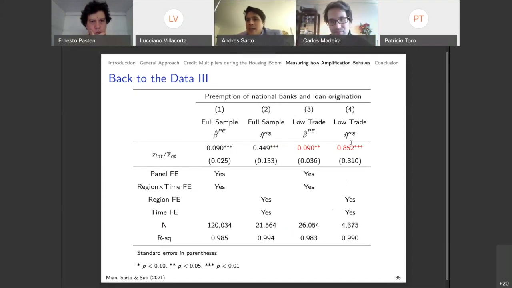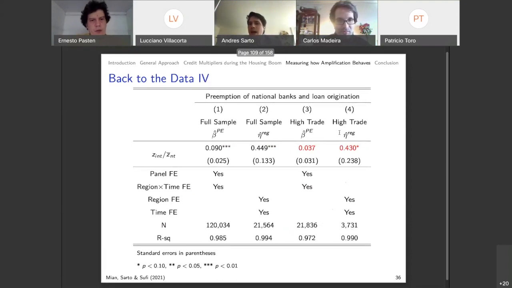If I repeat this, now I grab the places that tend to be more closed, and I compare them with places that tend to be more open. Again, the partial equilibrium effects don't seem to change at all. The multiplier increases tremendously. So it goes from 9 to 85, right? So again, the same pattern. And if I look at the high trade places, the partial equilibrium effect falls a little bit, still very much in line in terms of magnitude with what we had before. The amplification drops, okay?